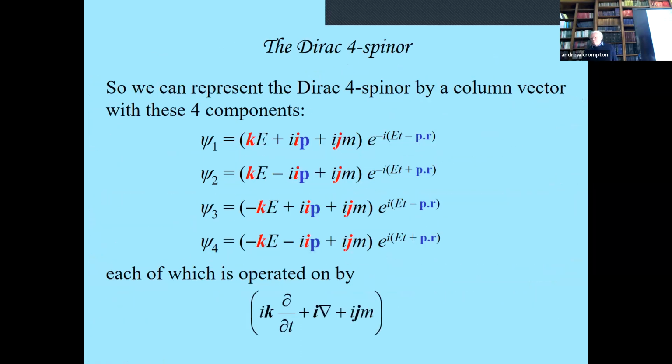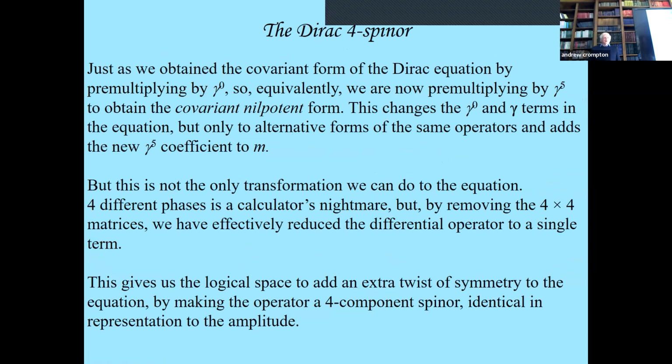So we got there. Now, what we're going to do, we got that form of the equation, the gammas, by multiplying from the left by gamma 0. So why not do the ultimate and multiply by gamma 5? So we're now actually doing that. That's what the J was. We're multiplying it by gamma 5. And this is the covariant nilpotent form. It's covariant and it's nilpotent. It squares to 0. It changes the gamma 0 and the gamma, but that doesn't matter. It just changes to a different form, a different matrix, but there's still gamma 0 and gamma.